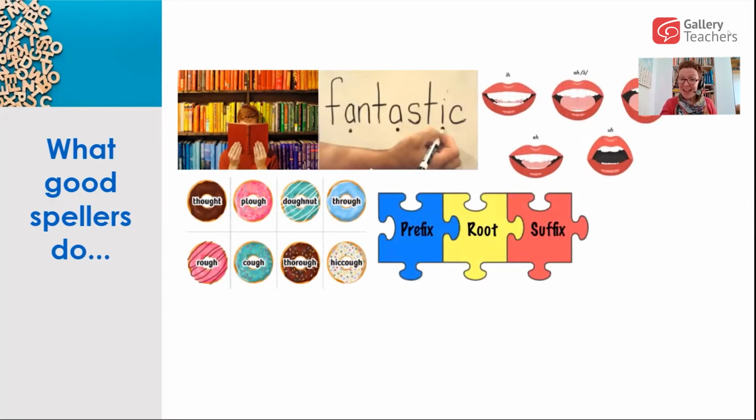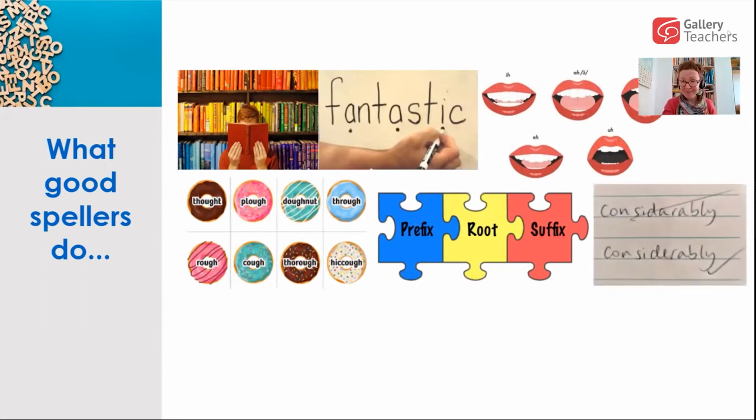We find that good spellers usually have a solid grasp of word formation. So they're usually able to break down a word, think, okay, this is the prefix, this is the root of the word, and this is the suffix. So again, a lot of the time, good spellers are good at noticing the affixes in a word.